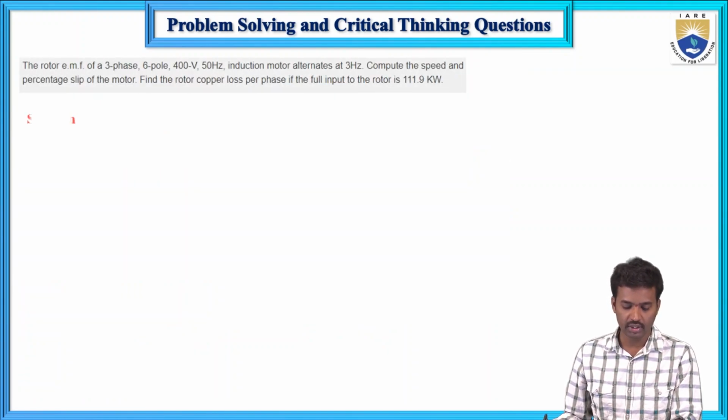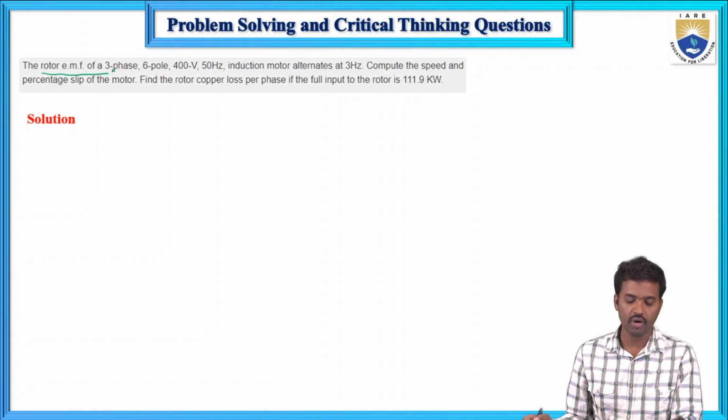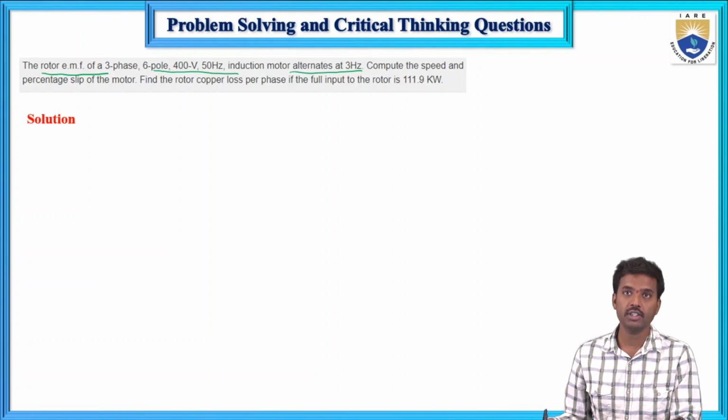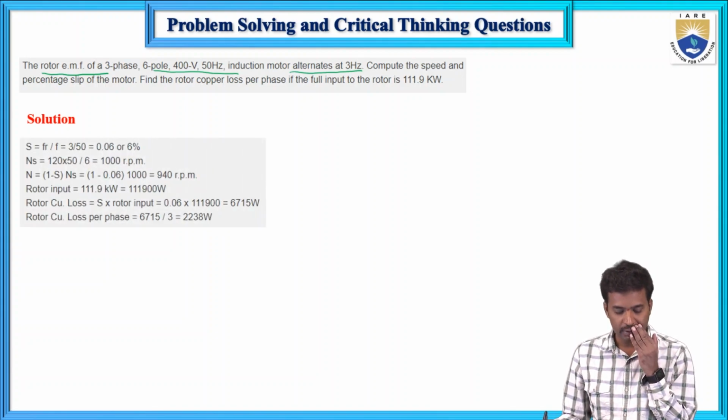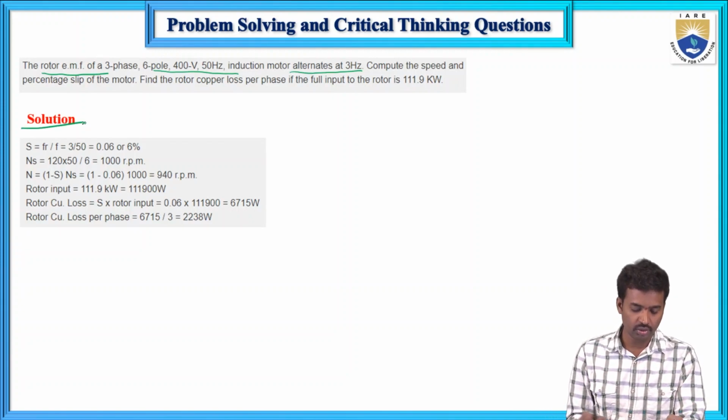And next, the rotor EMF of a 3-phase 6-pole 400 Hz induction motor alternates at 3 Hz. Compute the speed and percentage slip of the induction motor, and the rotor copper losses per phase if the full load input is 110 kW. This is the solution for this one.